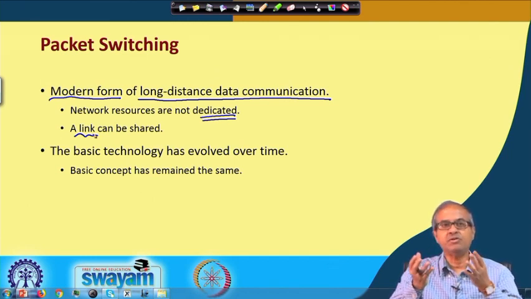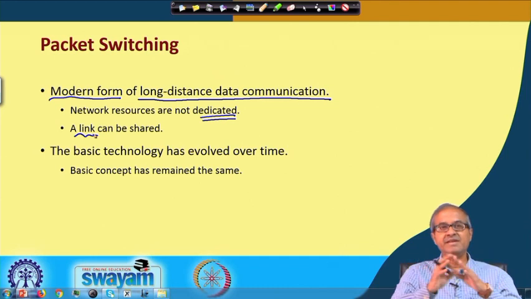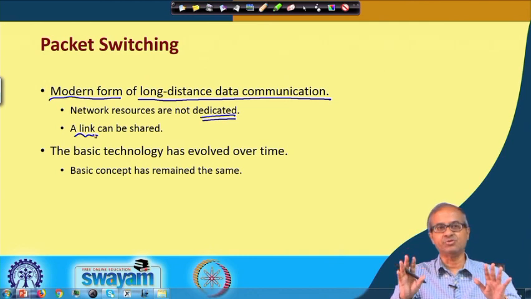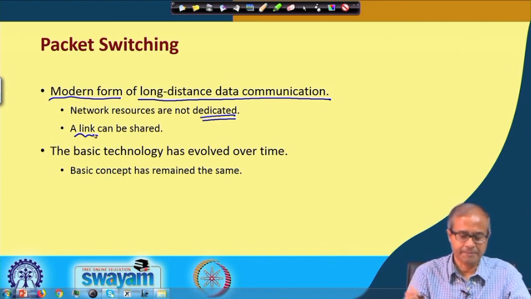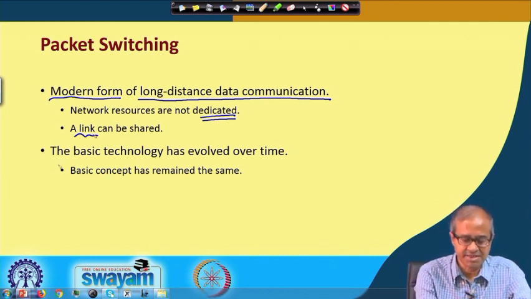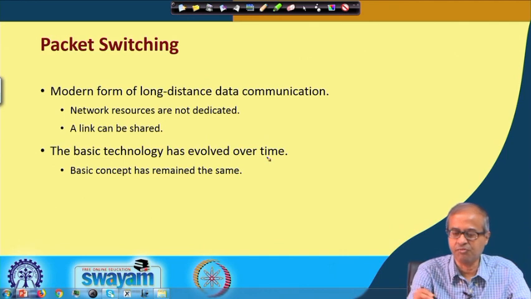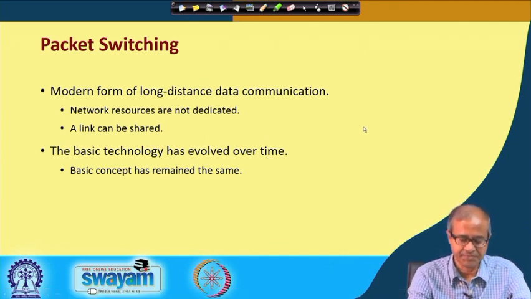Okay? Because the links are shared, there is no concept of guaranteed bandwidth typically. Of course, you can have something called quality of service, you can have a guarantee on that, but typically there is no guarantee on the bandwidth. So, when there is a lot of traffic on the network, you may feel that your data transmission or communication has become slow. Okay. So, this basic concept of packet switching has evolved over time. We shall be looking at this in some more detail.